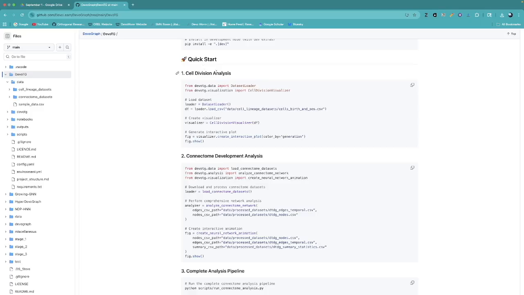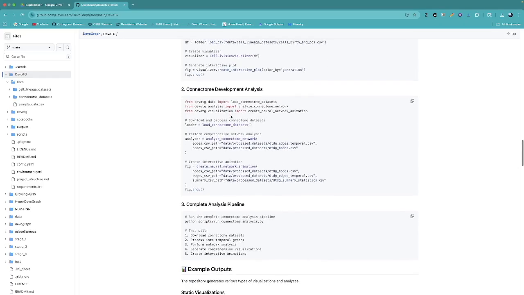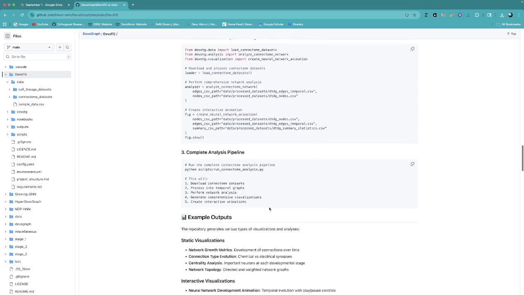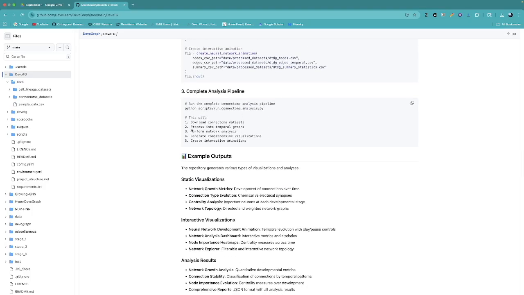The first point is the cell division analysis, so you start off there. Then you have the connectome development analysis. All the data should be included in these CSV files. Then you complete your analysis pipeline. So this will download connectome datasets, process them into temporal graphs, perform the network analysis, generate comprehensive visualizations, and create interactive animations.